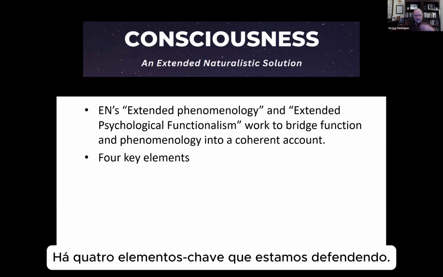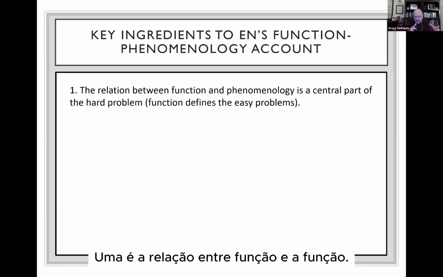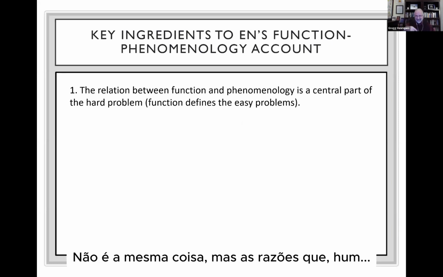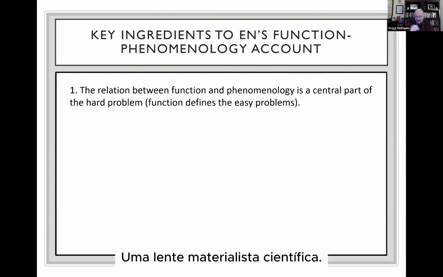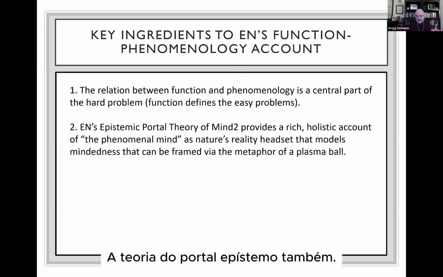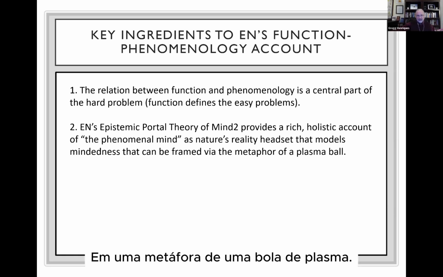There are four key elements that we're arguing for in this picture. One is the interrelationship between function and phenomenology can be more or less dissolved. It's not the same thing. But the reason that Dave Chalmers says, hey, you can't do this is because he's looking at it precisely through a scientific materialistic lens that has a particular set of constraints on what kind of causal relations it can interpret. And that's one of the reasons. So it's a blind spot inside of science that we don't need to have via an extended naturalist perspective. Two, the epistemic portal theory of mind provides a rich holistic account of the phenomenal mind as nature's reality headset that can be framed via modeling mindedness and a metaphor of a plasma ball.